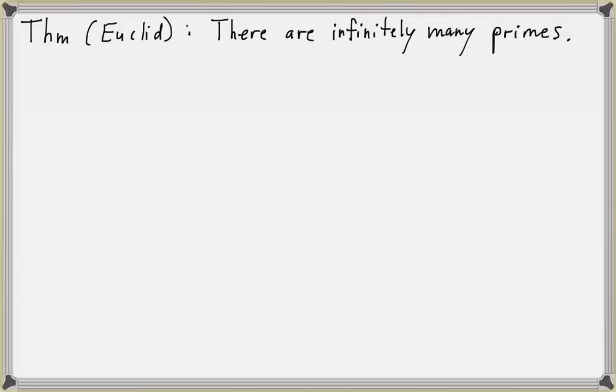So this is a classic proof that uses the method of contradiction. So for a contradiction, we're going to start off by assuming that there's only finitely many prime numbers. So for a contradiction, suppose there are only a finite number of primes.